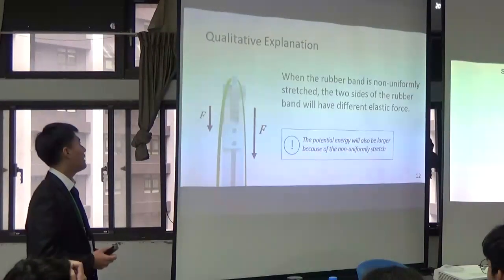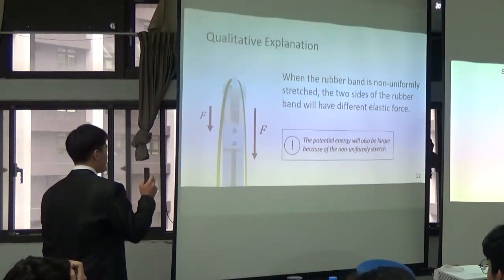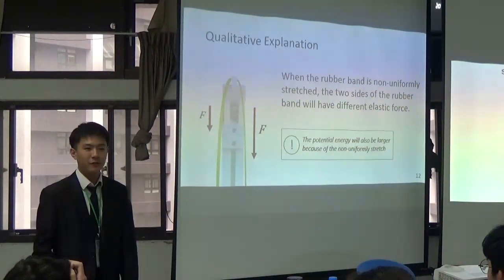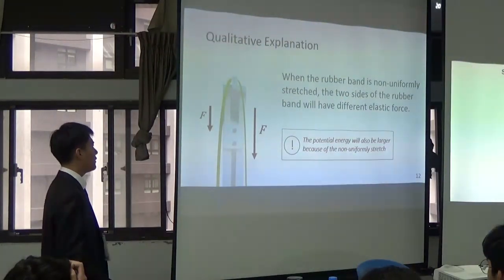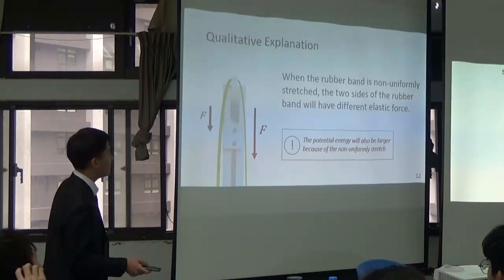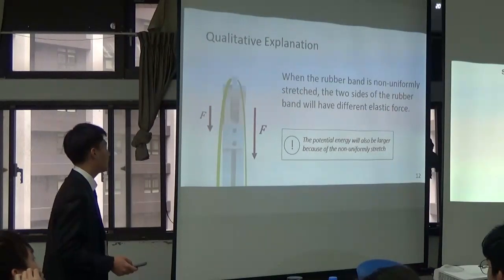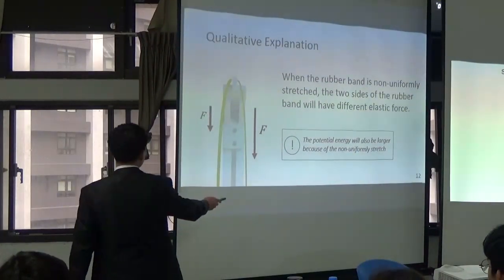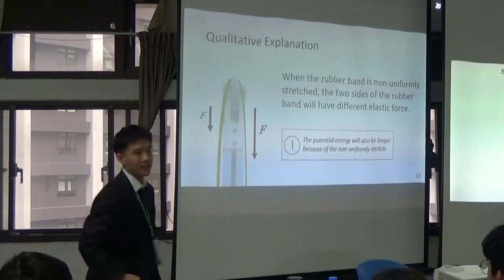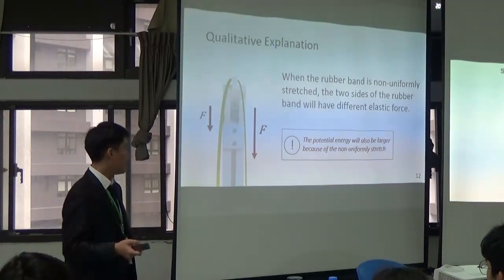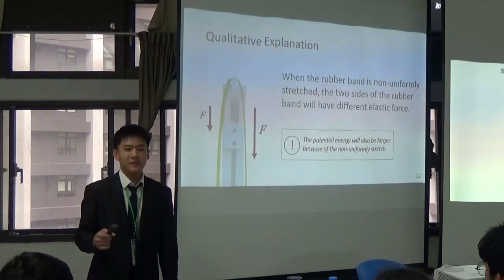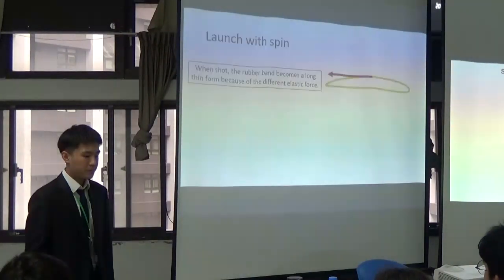And this is when the rubber band is non-uniformly stretched. When the rubber band is non-uniformly stretched, the two sides of the rubber band will have different elastic force. So if you stretch this side, it will have a bigger elastic force. And also note that the potential energy will also be larger because of the non-uniform stretch.